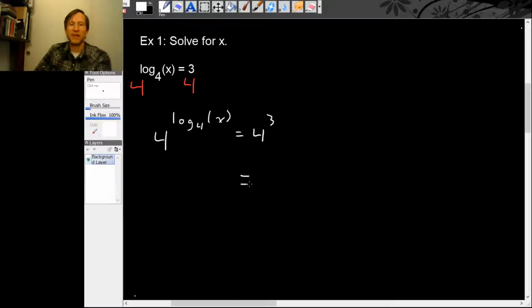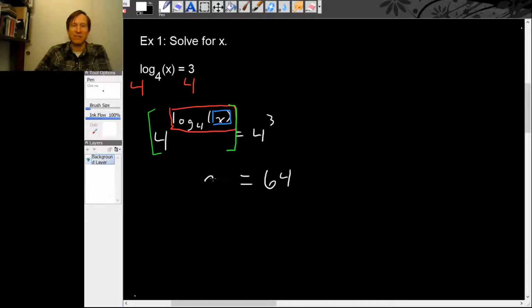Now on the right-hand side, we can just evaluate this. 4 to the third is 64, I think. And on the left-hand side, we have a composition of inverse functions. We have x on the inside. It's being put into log base 4. And that's being put into exponential base 4. So we have a composition of a logarithm base 4 and exponential base 4. Those two functions, since they're inverses, undo each other. And we're just left with the very inside, which is x. So x is 64. You can see, as long as in any equation where you just have a logarithm on one side, you can use this exponential trick to undo the logarithm and get at whatever's inside the logarithm.